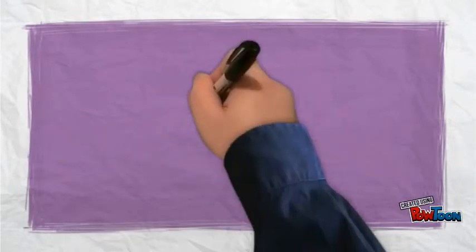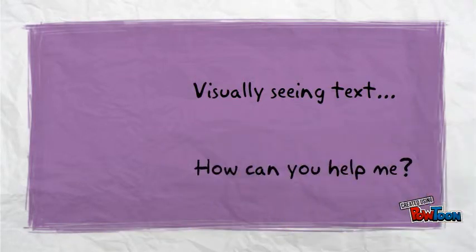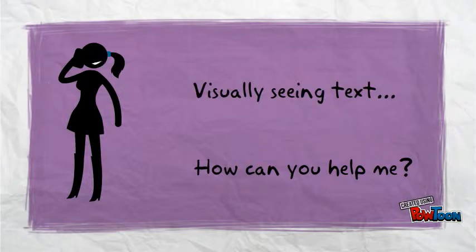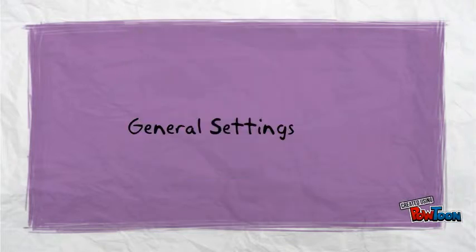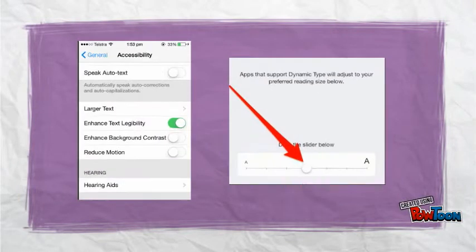Well, I have a student who needs help with visually seen text. What can you do for me? She uses her phone for different things within the classroom. There is a feature on Apple devices that creates larger text. All you have to do is go to your general settings and find the accessibility feature for text enlargement. Wow, I never knew iPhones had that feature.